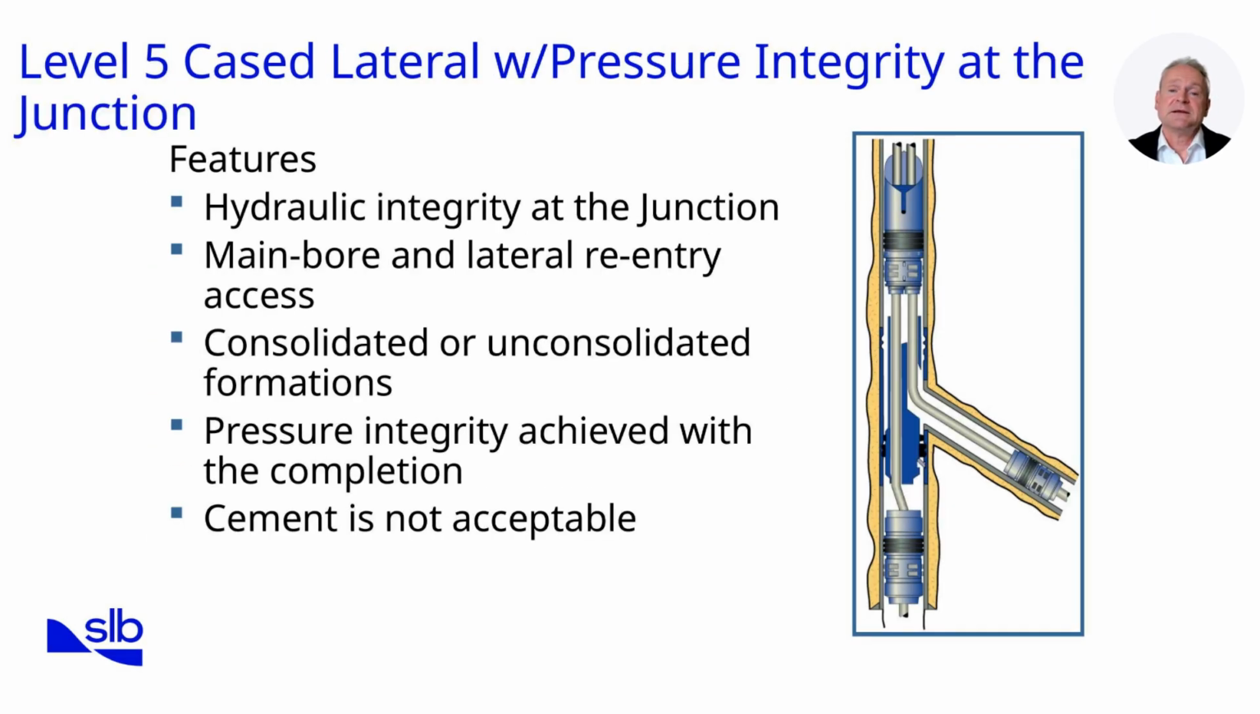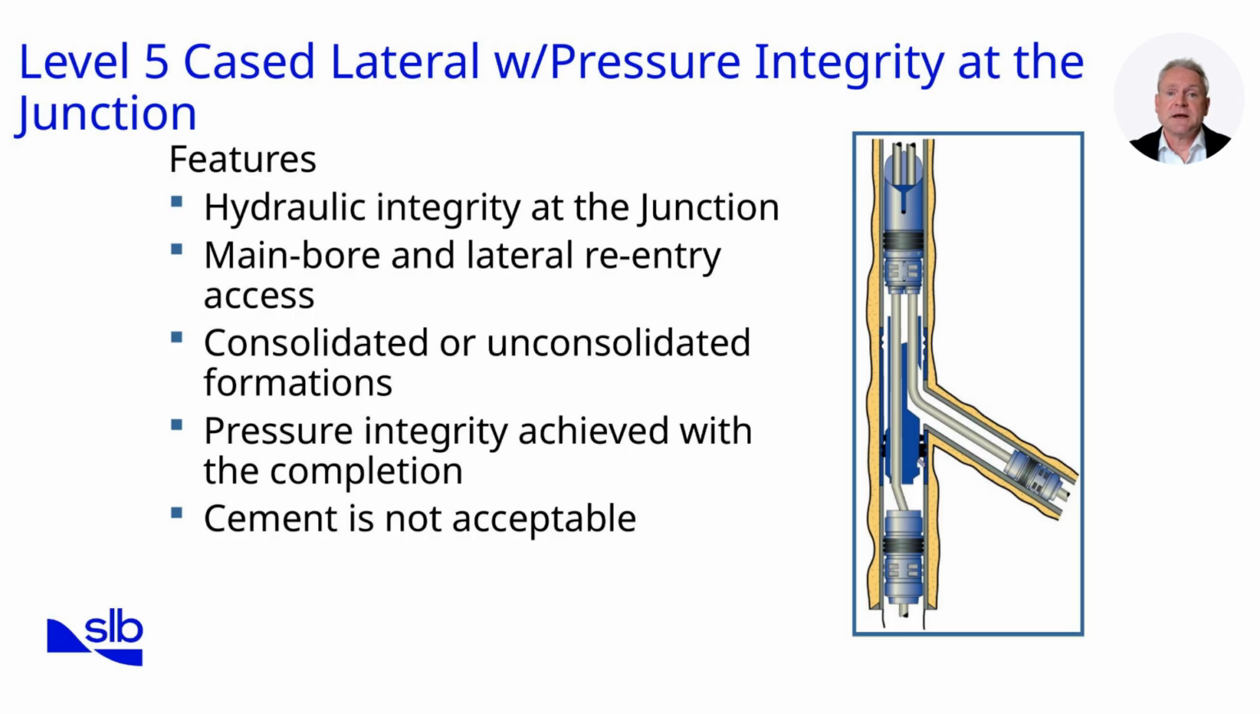Level 5 represents a significant step up in functionality by providing hydraulic integrity at the junction. This means that the junction is sealed, allowing pressure control between the main bore and the lateral. The key feature is that pressure integrity is achieved through the completion design, not by cement. Cement is not acceptable in this case, as it cannot provide long-term pressure isolation at the junction. Instead, specialized completion equipment provides the seal.